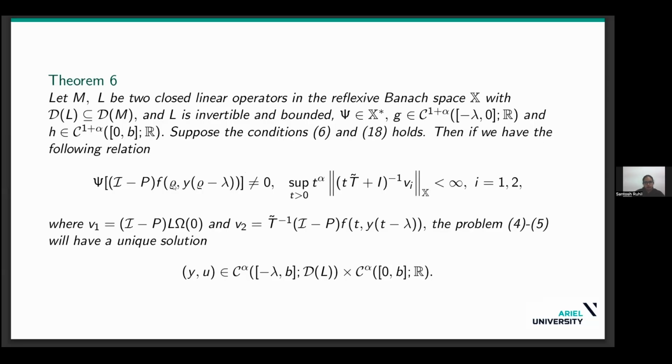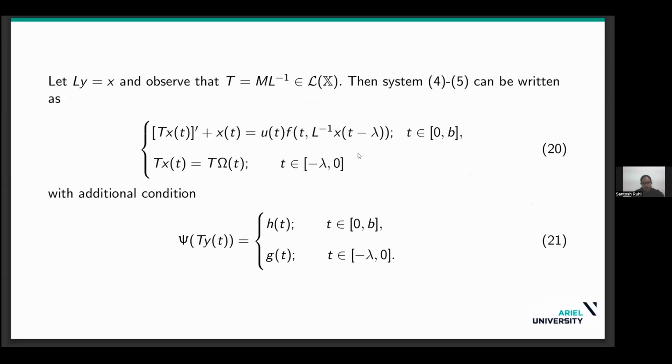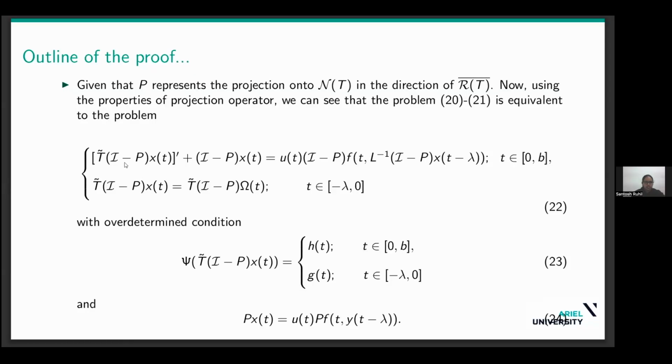And then if we have the following relation, that is this non-singularity condition and this estimate, where this V1 and V2 are given by these, then the problem 4 to 5, that is our degenerate problem, will have the unique solution which is given by this pair. So to prove that, we have given that P represents the projection onto the null space of T in the direction of the closure of R of T. So now using the properties of the projection operator, we can see that this system 20, 21 is equivalent to the system T tilde (I minus P), where I is the identity operator, P is the projection operator here, which is given by this 22 and 23.